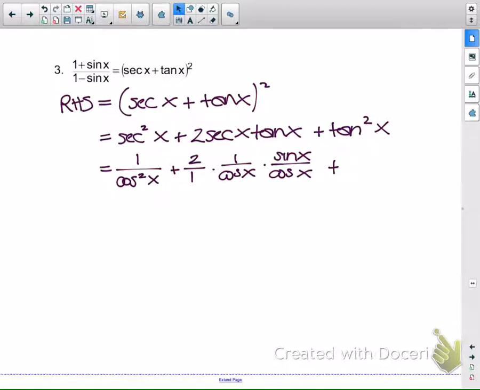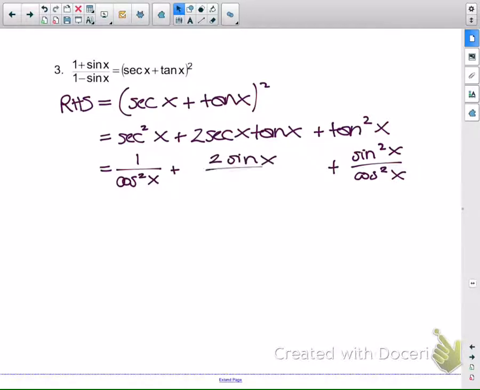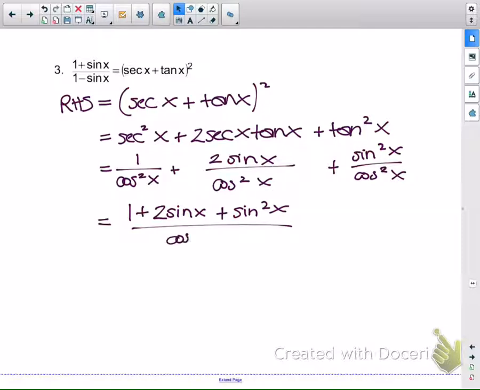Tangent is the same as what? Sine squared over cosine squared. If I simplify this middle part, it's going to turn into 2 sine x over cosine squared. Now, what do you notice about all 3 of your fractions here? They already have a common denominator. So that means I can make this 1 plus 2 sine x plus sine squared x over cosine squared.